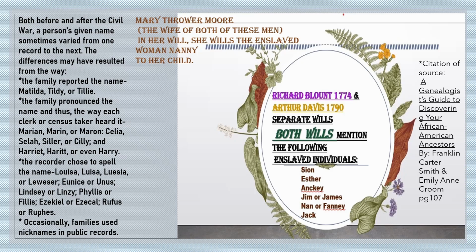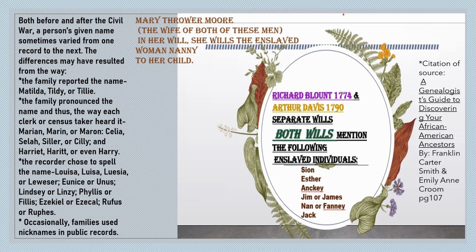But in her will, she mentions the enslaved woman Nanny, and she wills Nanny to her child. So I think this is interesting. I'm wondering, are Nan, Fanny, and Nanny all the same person? Did that enslaved woman go to all three of these people? I wonder. I think it's a strong possibility.